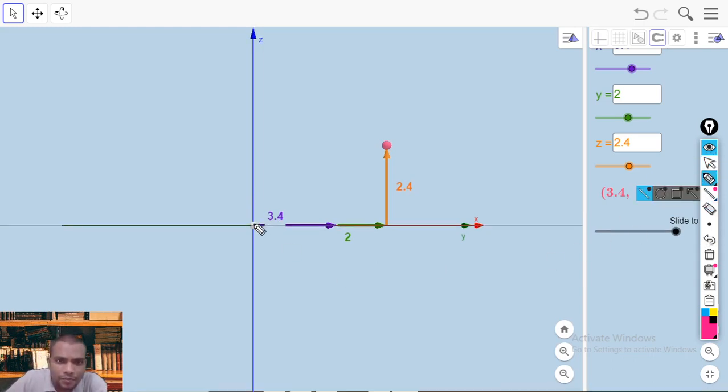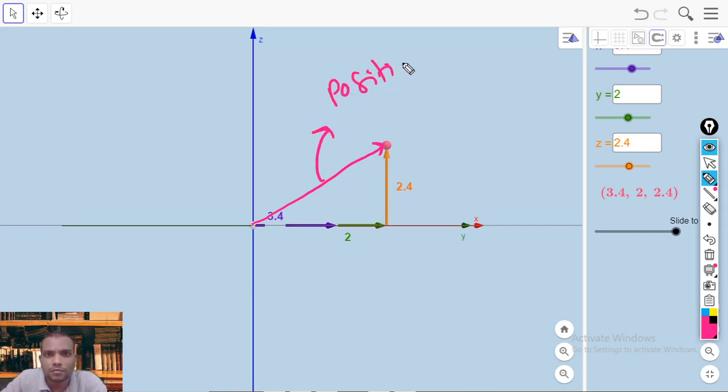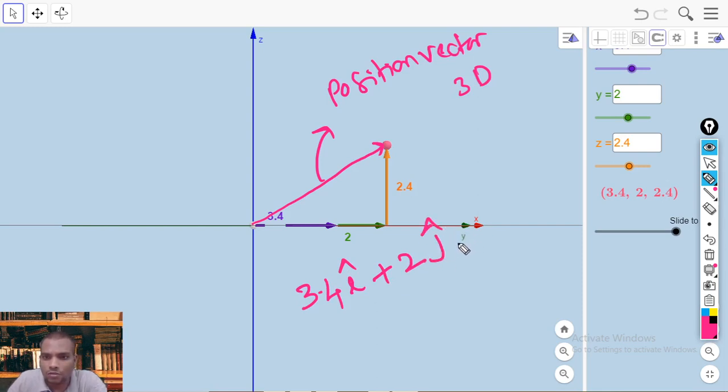Now if I draw from the origin, this is the position vector of that ball. This is the position vector in three dimensions. How can we write this expression? Here, what is the x component? That is 3.4 i cap, the unit vector along the x axis, plus 2 j cap, the unit vector along the y-axis, and plus 2.4 k cap, that is the unit vector along the z-axis.